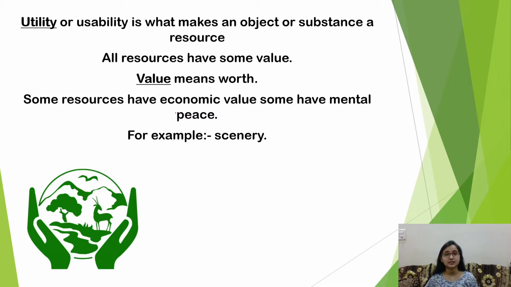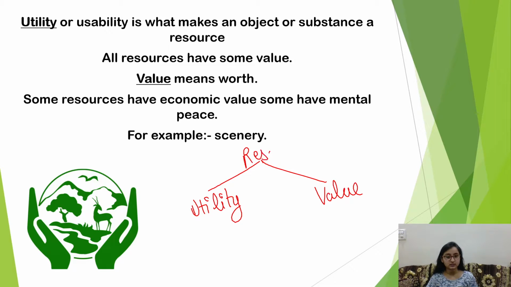Moving ahead, let's see what resources are dependent on. Basically anything can be a resource, but it should satisfy our need, the first condition. The second, it should be culturally accepted, economically feasible, technologically available. That's the definition. But if we talk about what makes a normal substance or a product a resource, that is utility and value. Anything can be a resource, but it should have a utility. Utility means use of that thing.